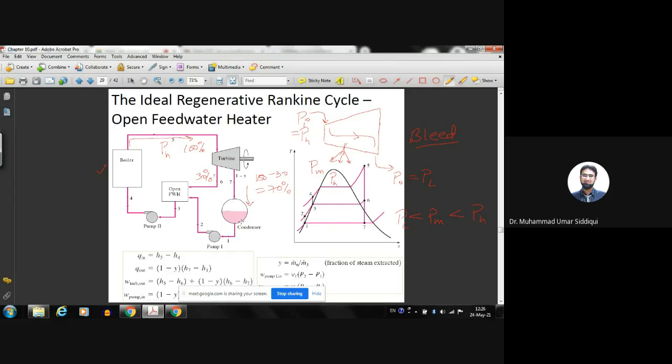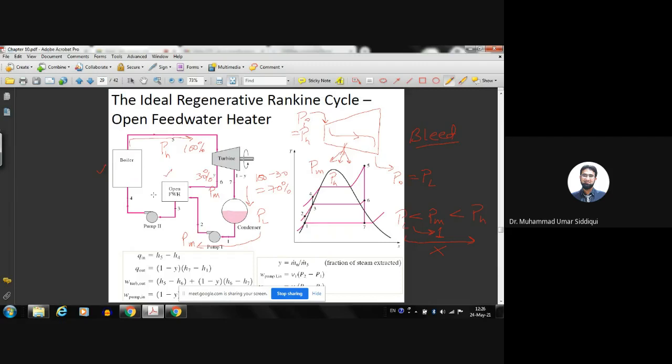Okay, it will be condensed, and after the condenser, we pass it through a pump which does not raise the pressure from PL to PH directly. No, the first pump is going to raise the pressure from PL to PM only. This will be the work of the first pump. Okay, so pump one will only raise the pressure from PL, low pressure, to PM, medium pressure. Now the bleed coming out was also at PM. Now we have two fluids coming at the same pressure. We can now mix them openly. So this is an open feed water heater.